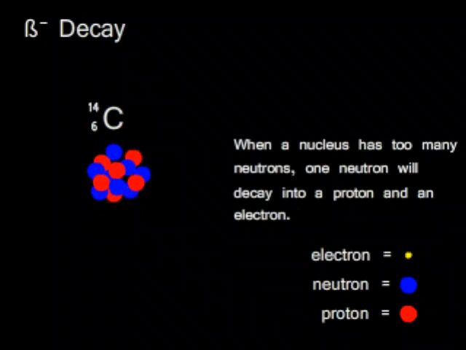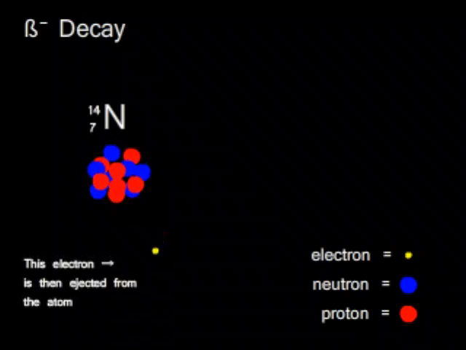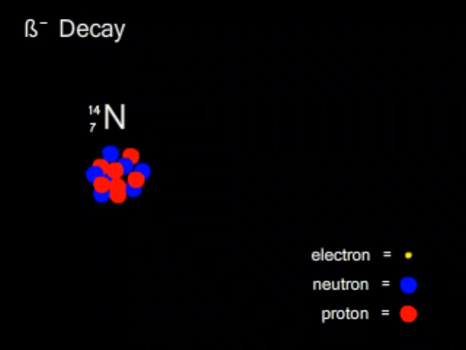When an isotope has too many neutrons, beta minus decay occurs. A neutron turns into a proton and an electron. Gamma rays are emitted as usual.